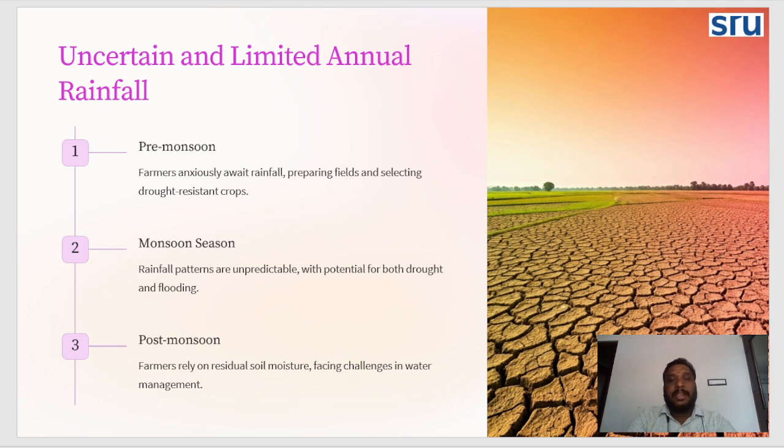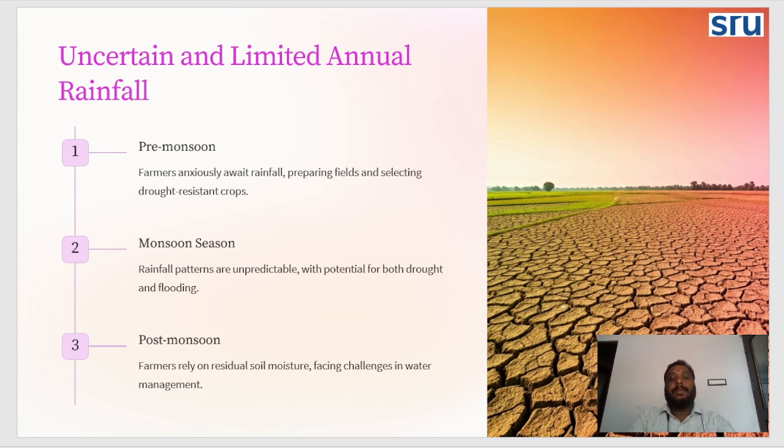There are uncertainties in the rainfall, and we cannot say that there will be the guaranteed required rainfall for the year, or completely say that we are going to be self-sufficient this year. There can be excess rainfall or very little rainfall, which may also lead to drought conditions. Keeping that in context, we are discussing the topic of uncertain and limited annual rainfall. We are going to discuss it in three parts: pre-monsoon, monsoon and post-monsoon. Pre-monsoon is the period that comes before the monsoon season.